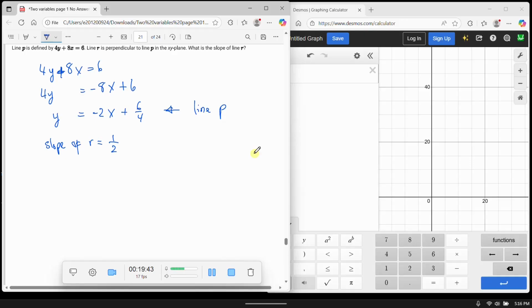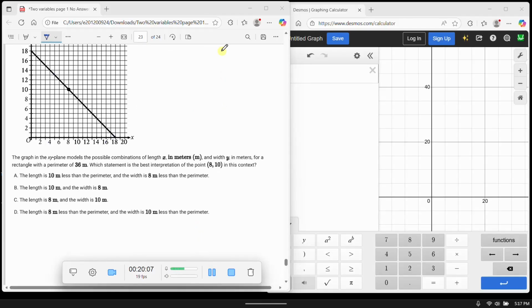Not only am I going to flip the slope of P, I also need to switch the sign of the slope. So it was negative 2 over 1. Now flip it, 1 over 2. I switch the sign, negative to positive. So the slope of R is equal to a half.